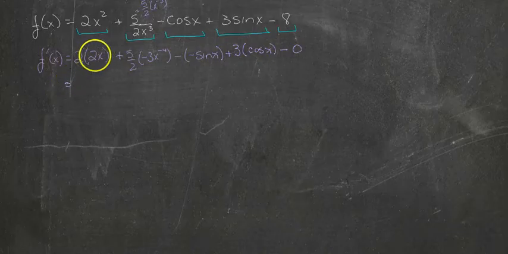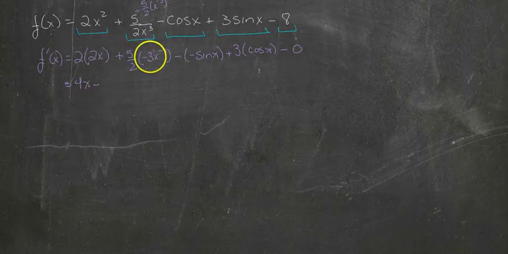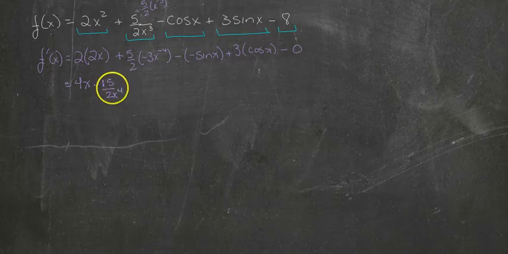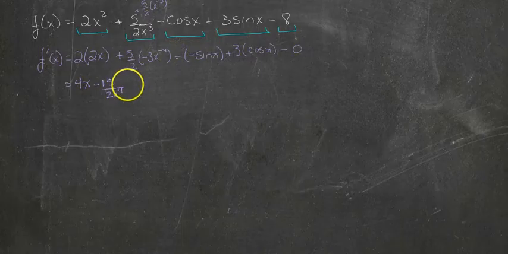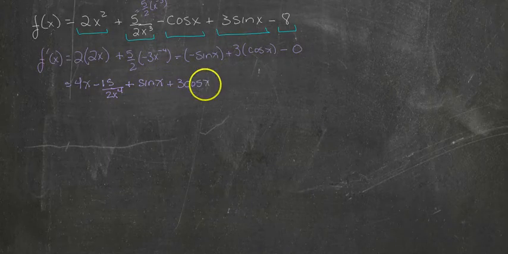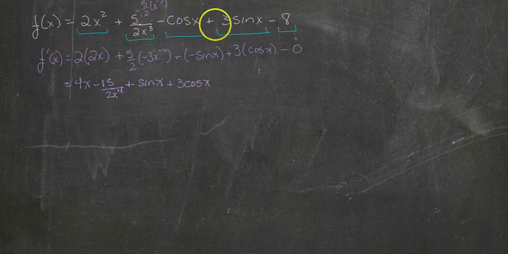Let's clean it up. 2 times 2 is 4x, plus, minus 5 times 3 is 15 halves, x to the -4. I actually prefer my x in the denominator with a positive exponent. Minus minus, or opposite is plus, sine x, plus 3 cosine x, plus or minus 0. So this is the derivative of this function.